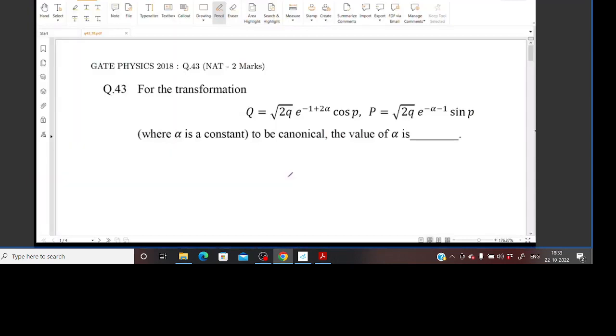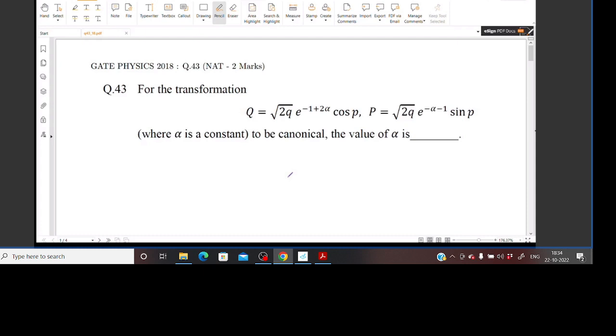Hello everyone, in this video I shall discuss the solution of question number 43 of GATE Physics 2018. This is a numerical answer type question. For the transformation capital Q equal to root 2 into root small q into e to the power minus 1 plus 2 alpha into cos small p, and capital P equal to root 2 into root small q into e to the power minus alpha minus 1 into sine small p to be canonical, we need to find out the value of alpha. Here alpha is a constant.